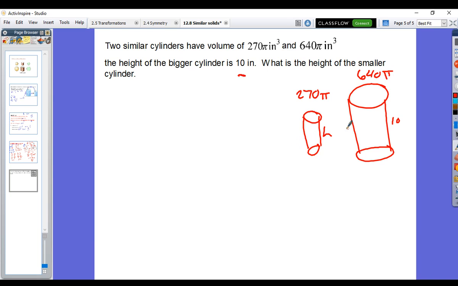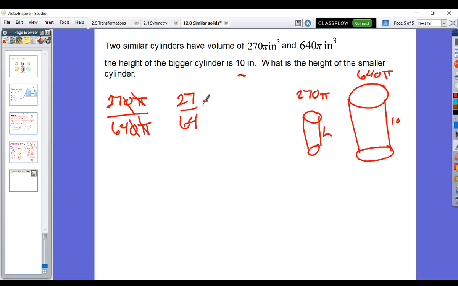So you say, well, how are we going to find that? We don't have proportional parts. We don't know the scale factor. Well, let's find the scale factor. To do so, we just compare these two parts right here. All right, so 270 pi over 640 pi. If we can reduce this, we can find our scale factor. So let's reduce. Pi's cancel out pi's, and 270 over 640, they both reduce by 10. So these zeros come out, giving us 27 over 64.